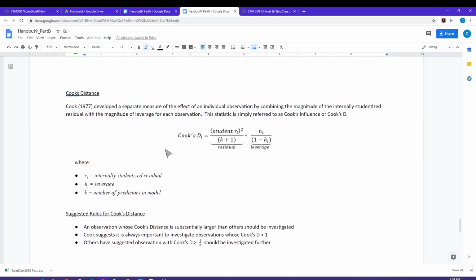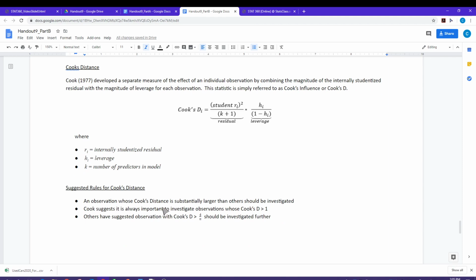Finally, we have the notion of Cook's distance. Now, Cook's distance is a separate measure of the effect of an individual observation by combining the idea of being an outlier with the idea of having leverage or high leverage. So Cook's distance is a combination of outlier and leverage. In this calculation, the r_i value is the internally studentized residual, the h_i value is the leverage, and k is just the number of X variables you have in the model. For our simple linear regression model, k is just going to be 1.